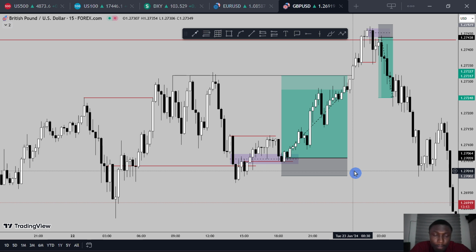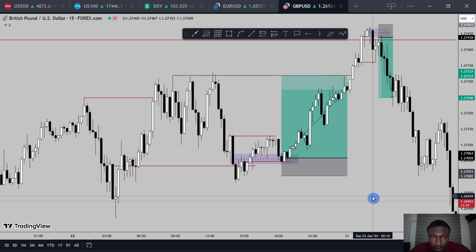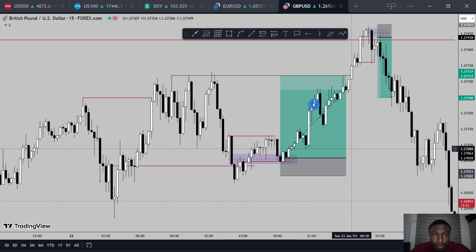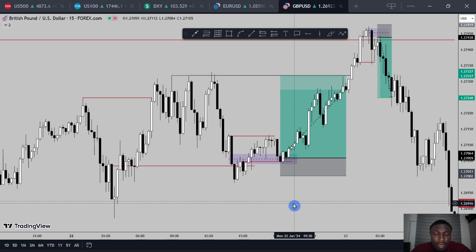of delivery. Okay, so when it comes to change in state of delivery, all that we require for the confirmation is to see the opposing order block closing price being violated. Okay, the opposing order block, we want to see the closing price being violated. Don't worry, we'll go through these examples and you understand it better.